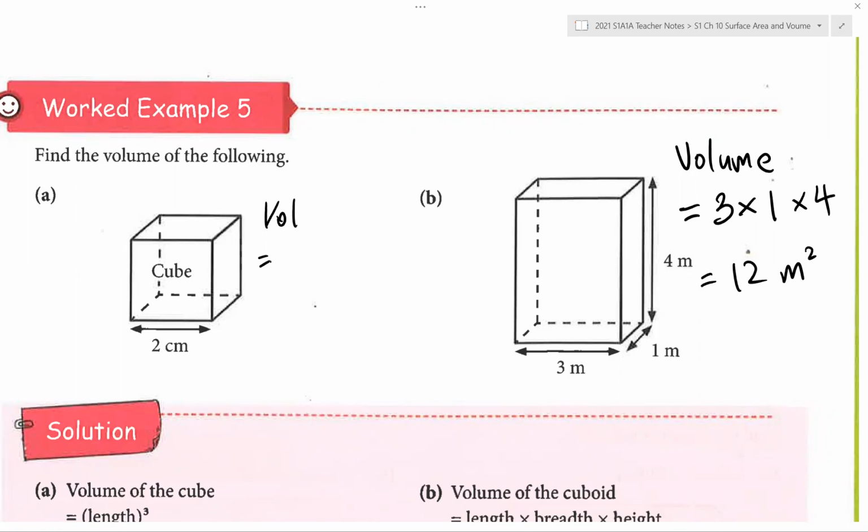The length, breadth, and height are the same because this is a cube. So this is 2 and this is 2 as well. So the volume will be 2 times 2 times 2, which gives us 8 cubic centimeters. Simple. Any questions for this? Nazreen, okay? Just multiply the 3 numbers together.